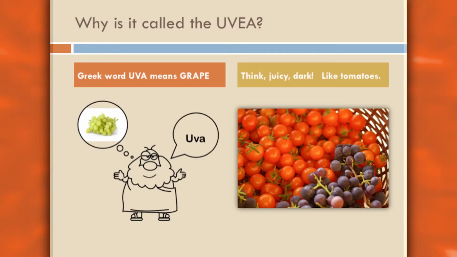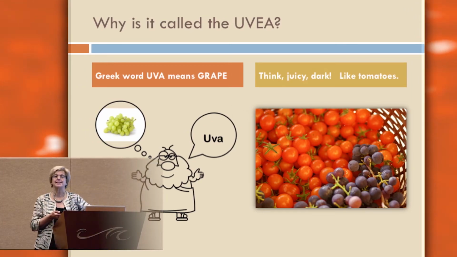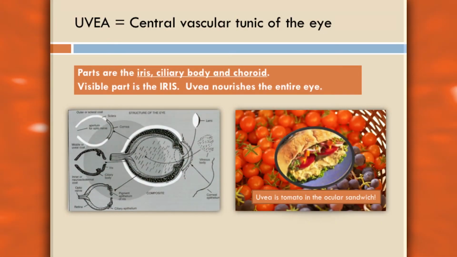Why is it called the uvea? Well, that traces back to the Greek word for uva, which means grape. And this is why I like my sandwich analogy. Nobody likes to eat a sandwich that doesn't have mayonnaise and a tomato in it. The uvea is the tomato of that sandwich. And the other parts are the iris and the ciliary body and the choroid. The visible part is the iris. We all know that. But all of this nourishes the entire eye.